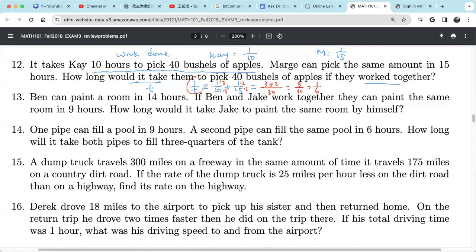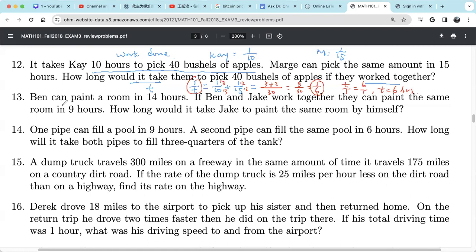So 1/T is 1/6. So that means when they work together, the speed is 1/6. But what about time? We just flip over, so T/1 equals 6/1, which means T is 6 hours. Okay. So it takes K 10 hours. It takes Margie 15 hours, but if they work together, it only takes 6 hours.